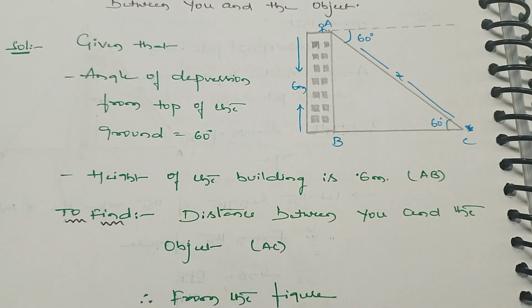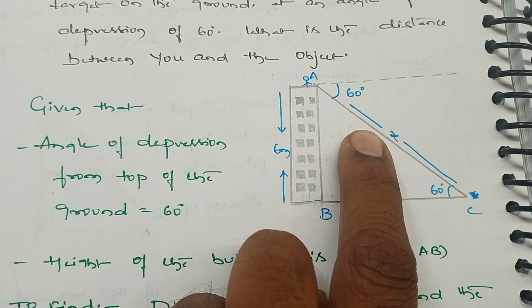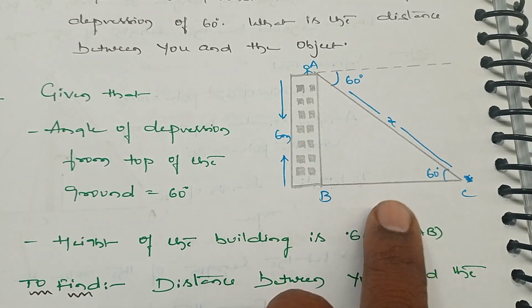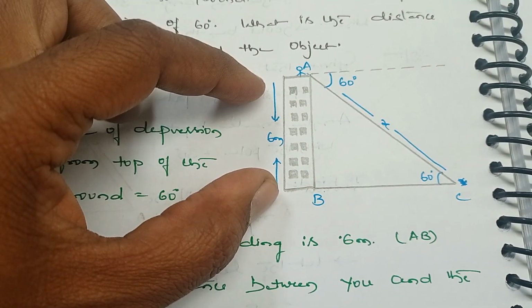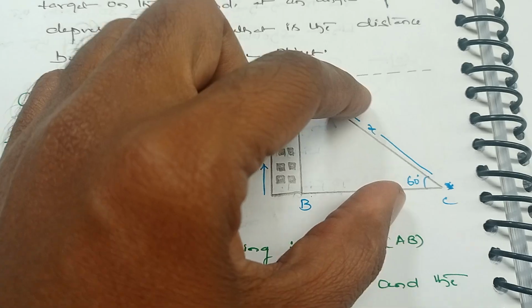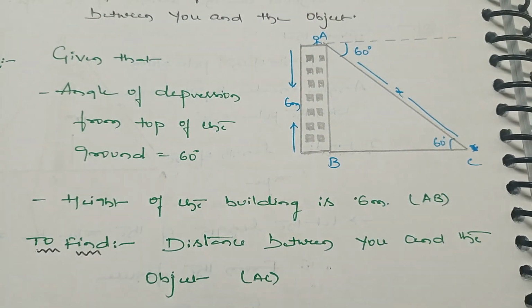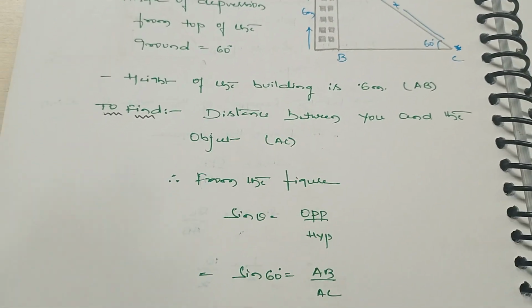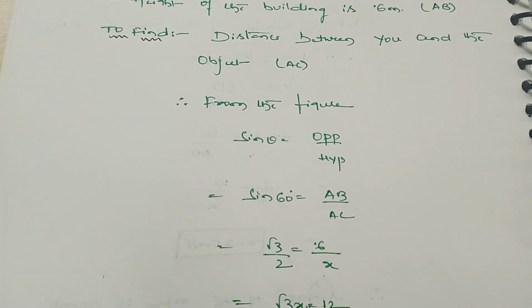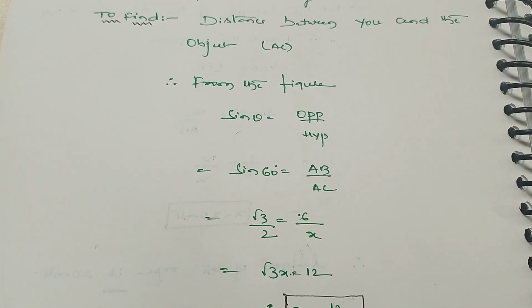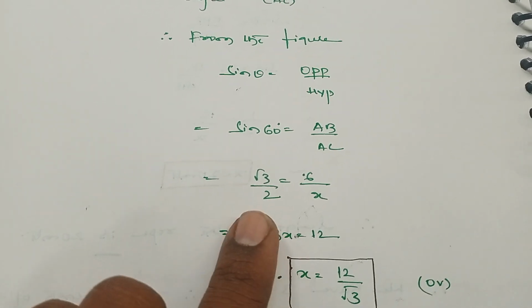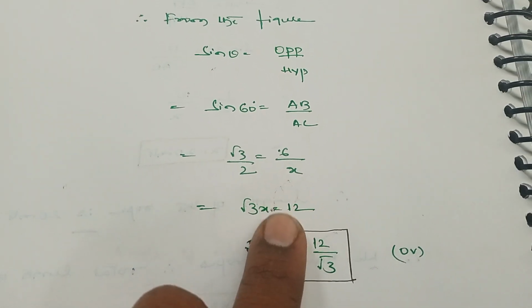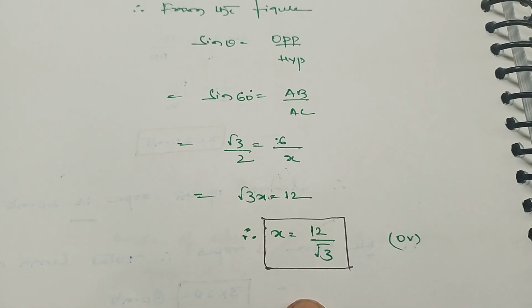Now, hypotenuse, opposite, and adjacent: we don't have the adjacent here. So from the information of opposite and hypotenuse we can find this, using sin theta. Sin theta is nothing but opposite by hypotenuse, that is sin 60 equals AB by AC, that equals root 3 by 2, that equals 6 by x. Therefore x equals 12 by root 3 guys.